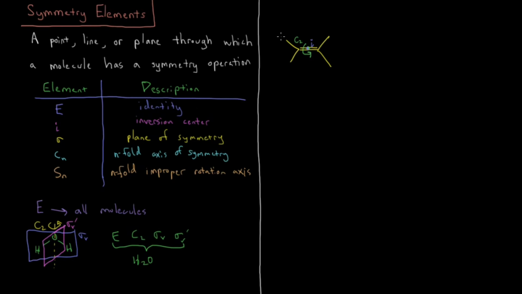We have a mirror plane. The molecule is planar, and this mirror plane is perpendicular to our C2, to our principal axis here, as we're going to call it.